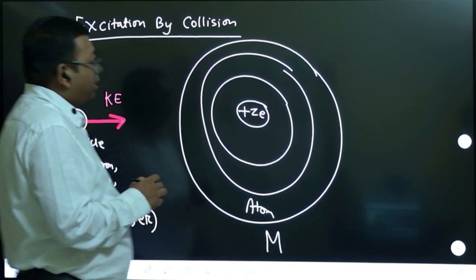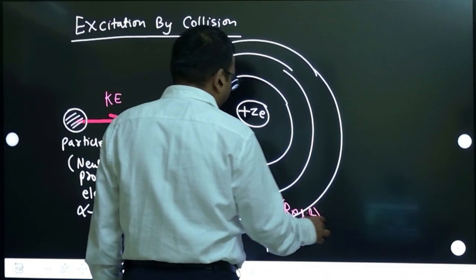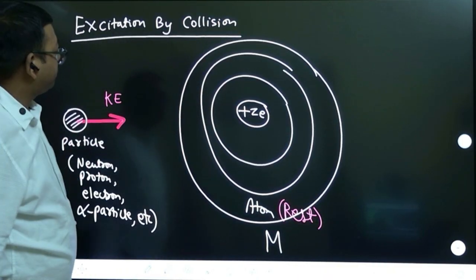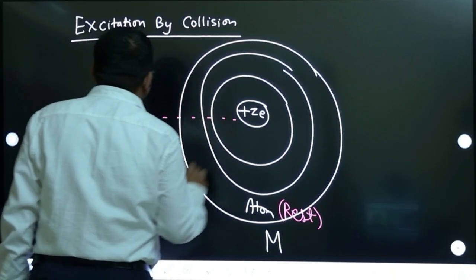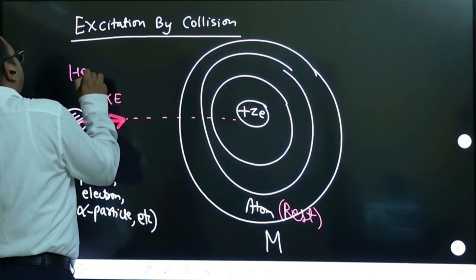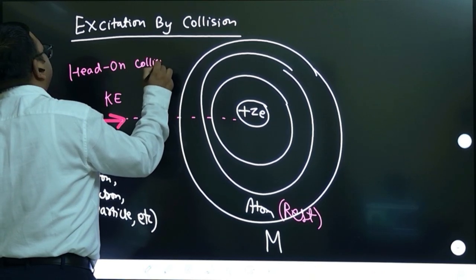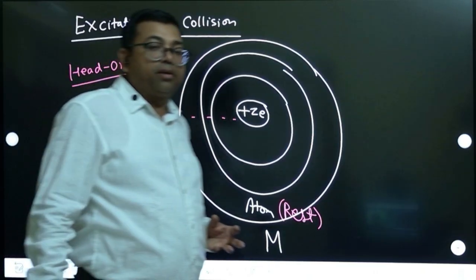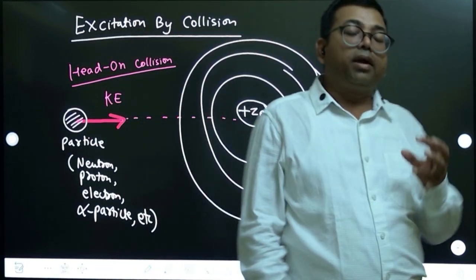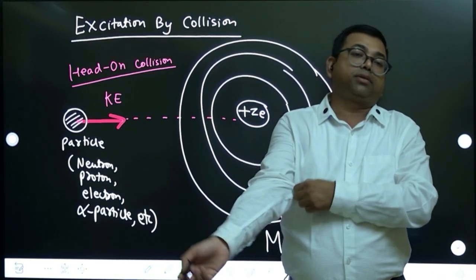And assuming that this atom is at rest, it may not be at rest, but assume that it is at rest. So, assuming that it is a head-on collision, what will happen if this particle is going to collide with this? And you know collision theory, what happens, right?